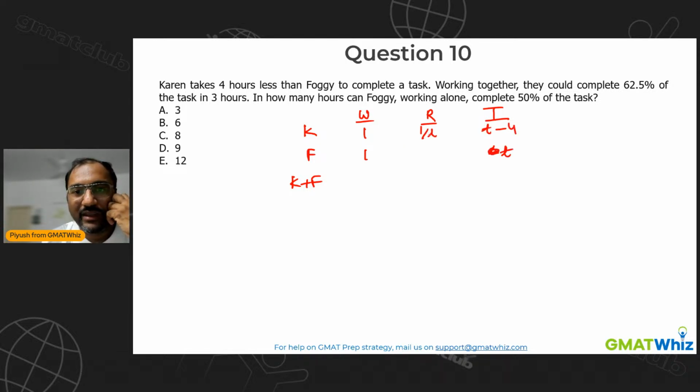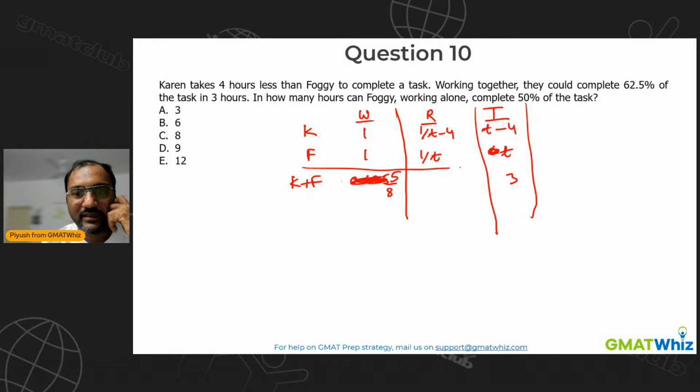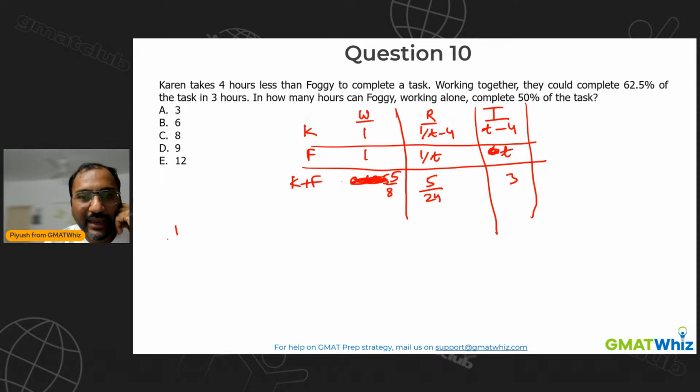So the rate of Karen will be 1 by (t minus 4), and the rate of Foggy is 1 by t. Now they complete 62.5%, so it's 0.625, or you can write it as 5 by 8, which is what I would recommend. 5 by 8 of the work in 3 hours. So their total rate in this case would be 5 by 8 divided by 3, which is 5 by 24. So I know that 1 by (t minus 4) plus 1 by t is 5 by 24.